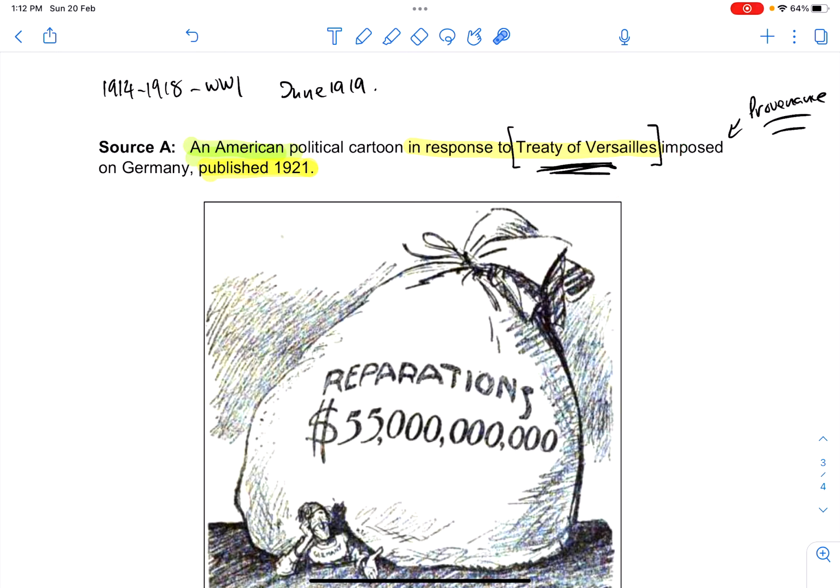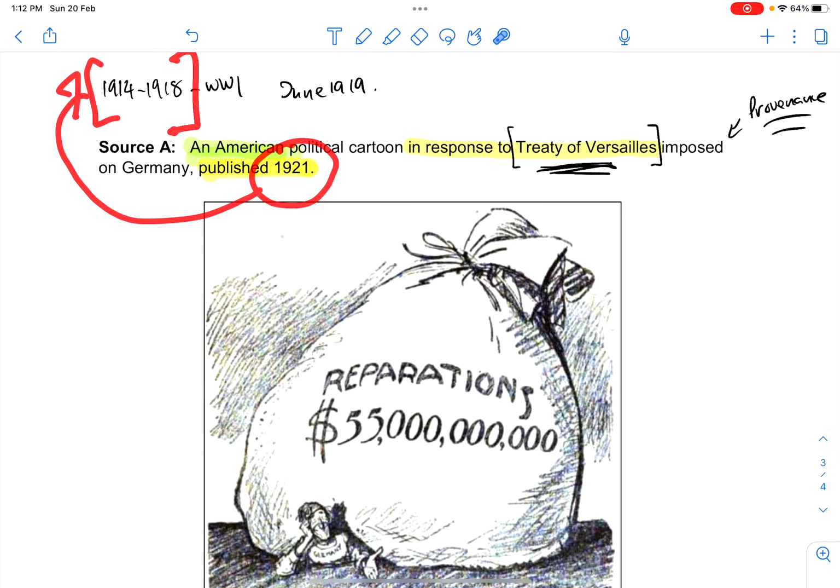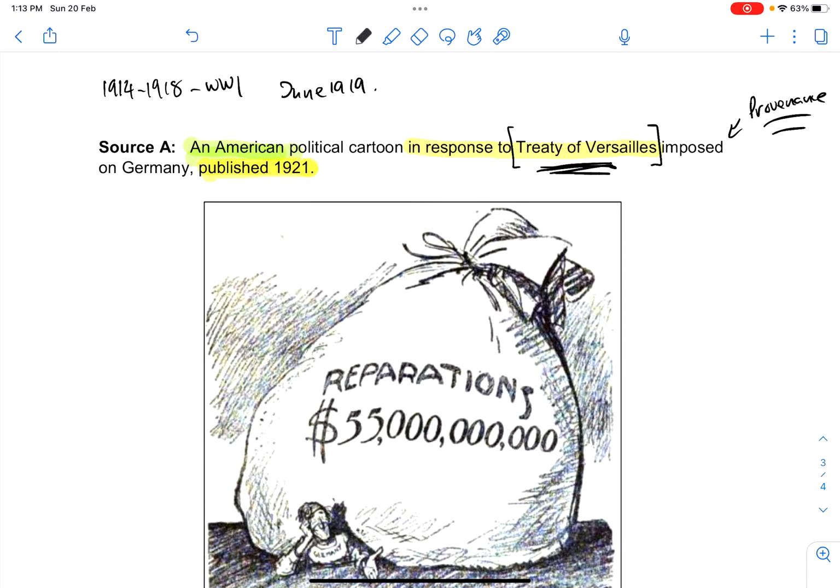Next, check the date. In this case, the date is 1921. So what events have happened before 1921? It is World War I, which took place between 1914 and 1918, which caused a lot of death and destruction throughout Europe, including Germany and including the Allied nations as well. What else happened before 1921? Well, it was June 1919, and that is the signing of the TOV. So this cartoon is actually after the signing of the TOV.